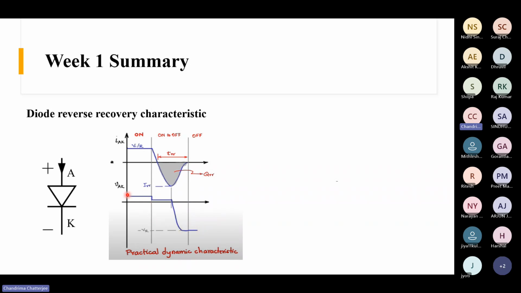If you see the voltage across this diode, this is VAK. There is some positive drop across this diode when it is carrying current, and till this point there is still some positive drop. Only after this point, when the current is slowly becoming zero, does it start blocking the voltage. After the current has completely become zero, it reaches the full reverse voltage and blocks. So, did you understand what is happening here?